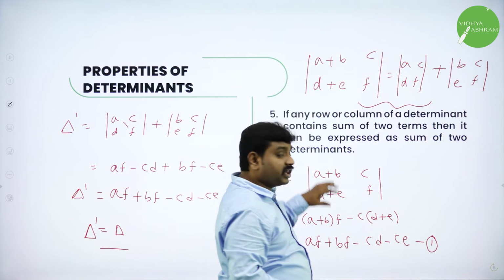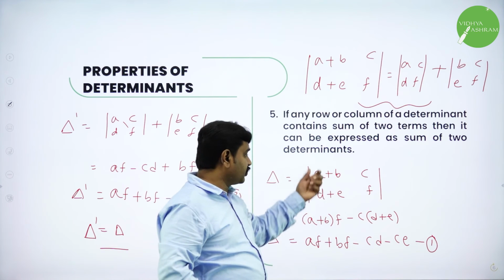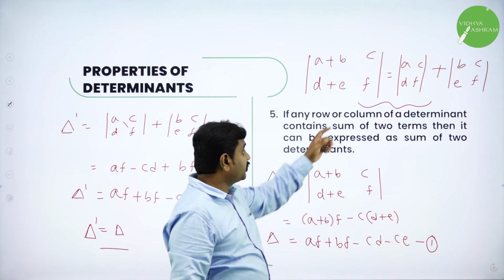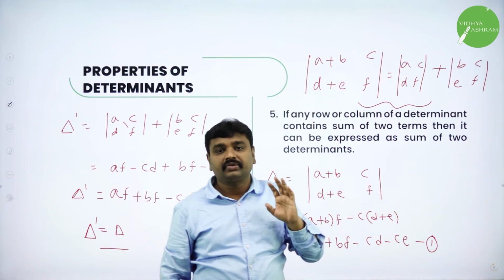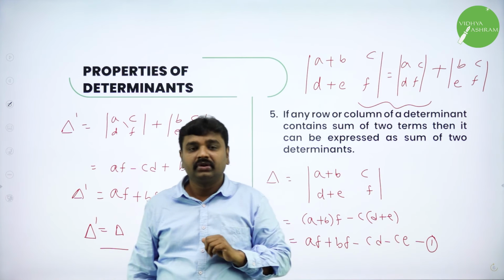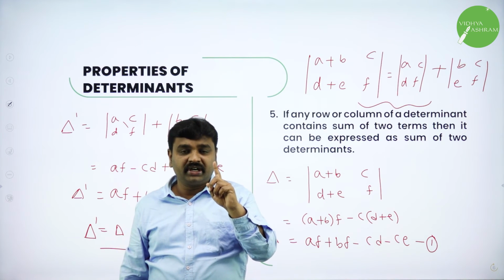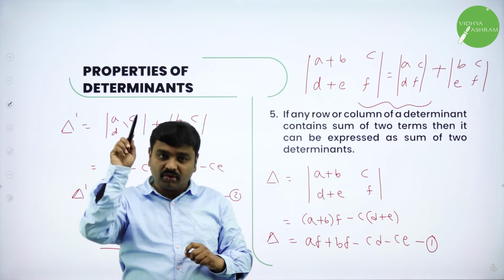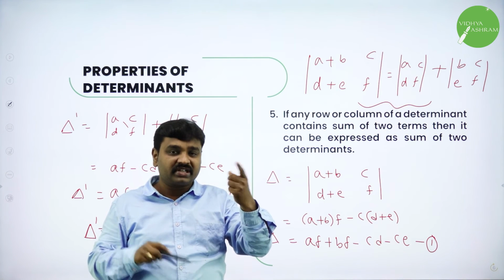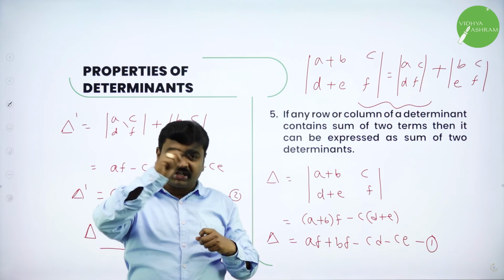Means if any column or any row is made up of sum of 2 elements, then we can express this as sum of 2 determinants. This is the property. So now we have done fifth property. First property, the value of determinant remains unchanged when you interchange rows and columns. Means delta A is equal to delta A dash. When you take transpose of a matrix and find determinant, it will be same as determinant of the given matrix.